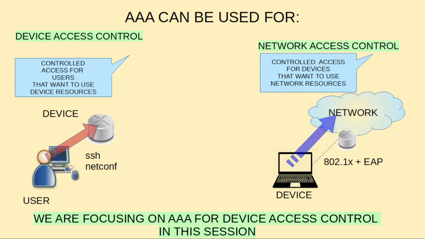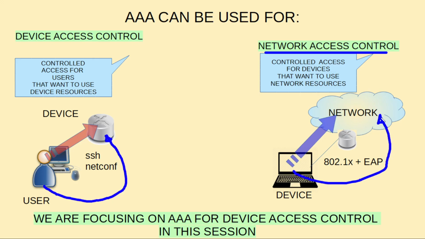AAA provides the necessary features to provide device access control. Device access control means controlled access for users that want to use device resources. AAA also includes the necessary features to provide network access control. Network access control means controlled access for devices that want to use network resources. In this session, we are focusing on AAA for device access control.